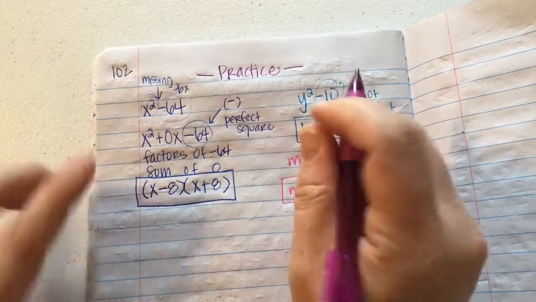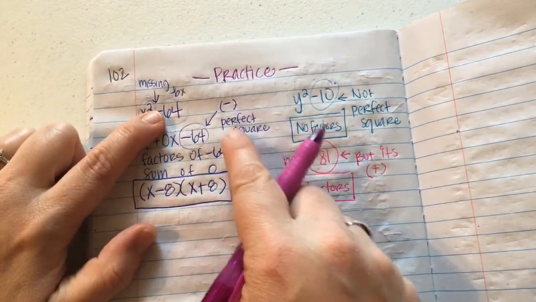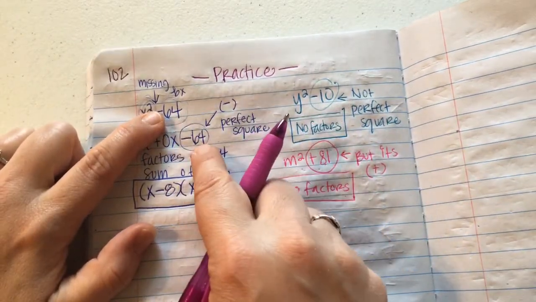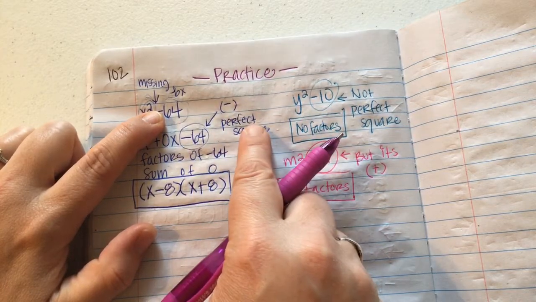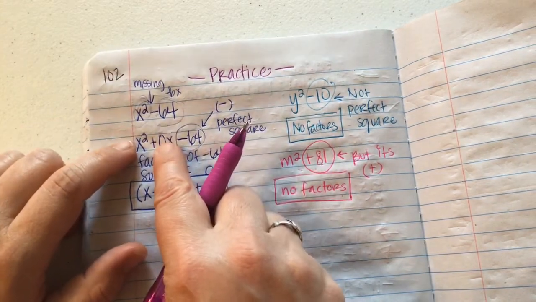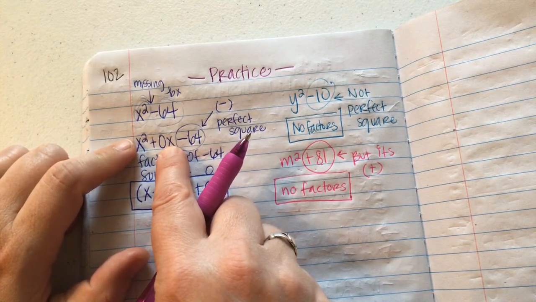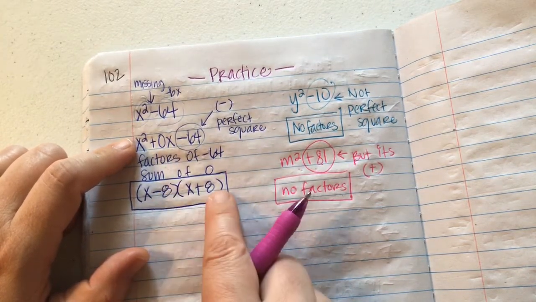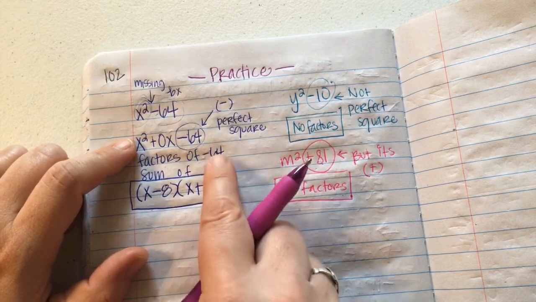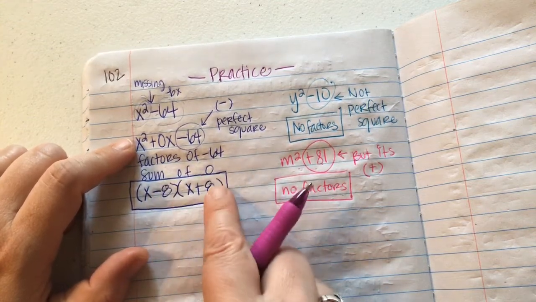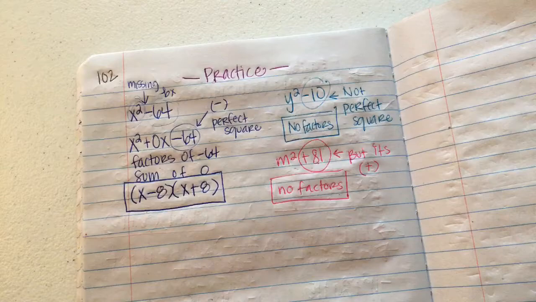factors. But if you have a negative perfect square, like minus 64, it's a negative and it's a perfect square, I can create 0, which is my middle term that's missing, by doing negative 8 times positive 8. Negative 8 times positive 8 is negative 64, but negative 8 plus 8 is 0.